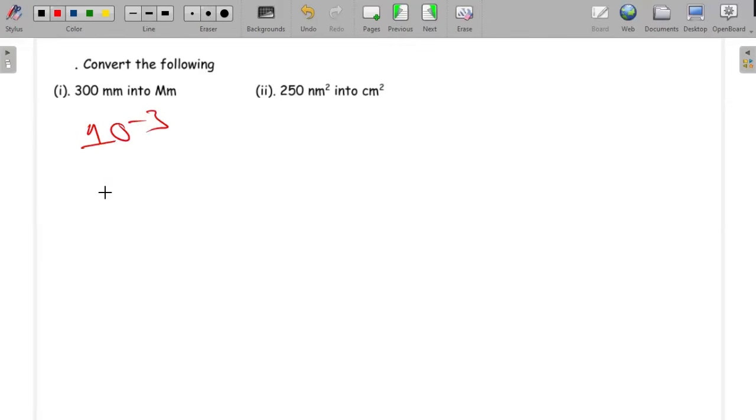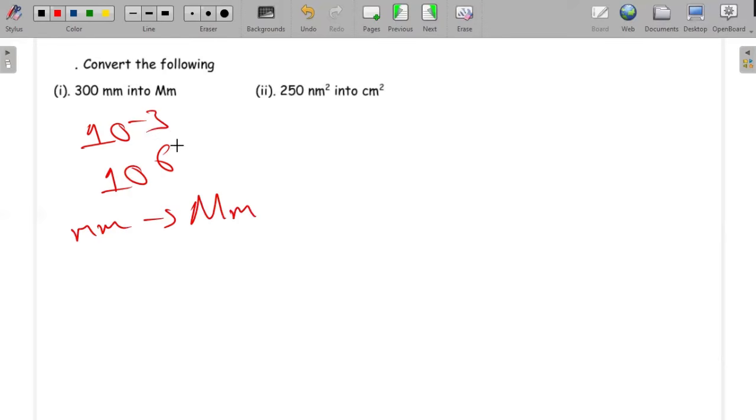Whilst a megameter is equal to 10 to the power 6. This is the difference between a milli and a mega. So what direct relationship can we give between a millimeter and a megameter? How do we find the direct relationship?